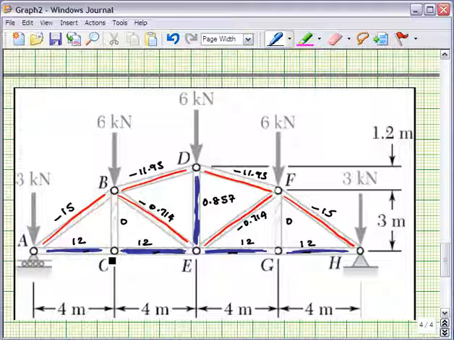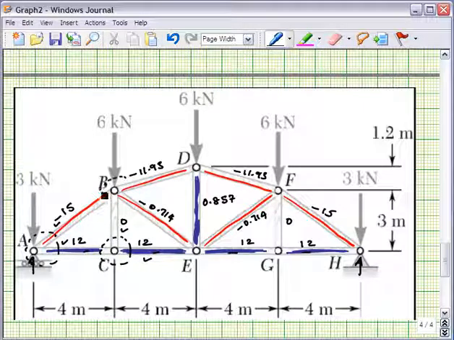Just to give you a quick overview, we first calculated the reaction forces, these two. Then we went to this joint and calculated these two forces. Then we went to this joint and calculated these two forces. Then we went to this joint and calculated these two forces, this and that. Then we went to this joint and calculated that force. The trick is we slowly and systematically go through all the bars, and the other bars we figured out by recognizing that one half of the truss was a mirror image of the other.